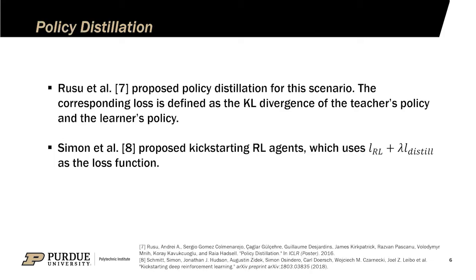To accelerate learning faster, a concept of policy distillation can be used here. Russo proposed policy distillation for this one-to-one teacher-student advising scenario. The corresponding loss is defined as the KL divergence of the teacher's policy and the learner's policy. Simon proposed kickstarting reinforced learning agents, which uses the reinforced learning loss plus lambda times distillation loss as the total loss function.